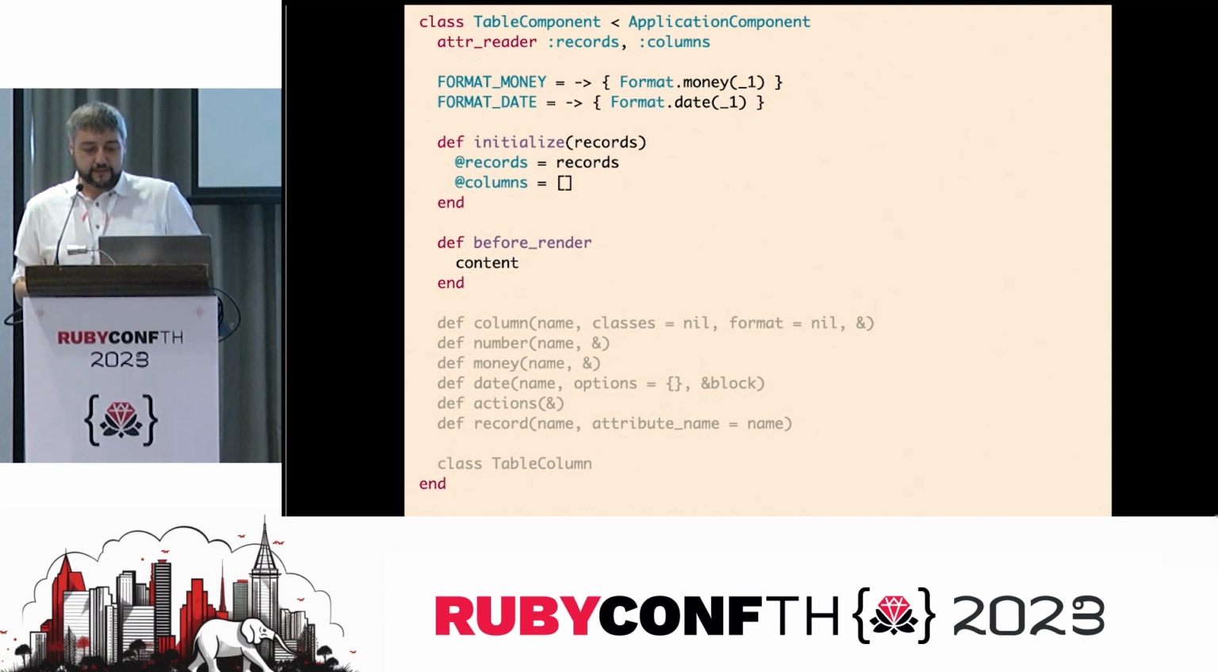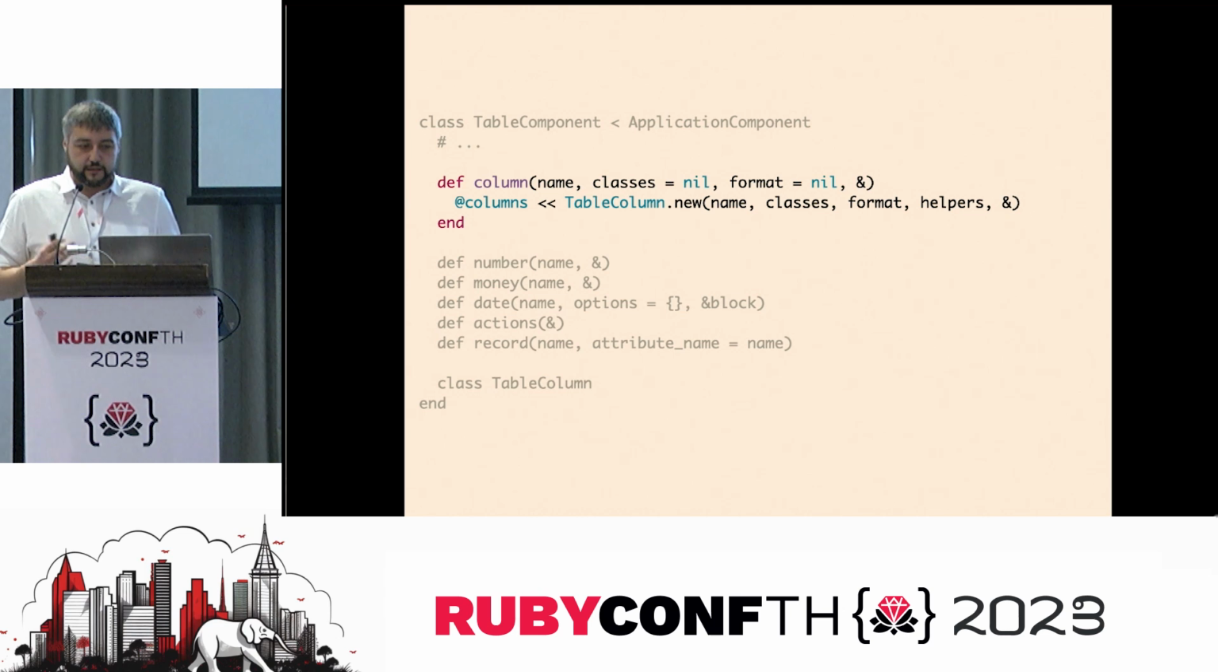I have my before render hack. And the whole thing here just uses a column array, and it uses this class, which is called the table column. It can have a name. It can have classes, if I need to configure each cell. It has some formatter because a lot of the cells I want to format. And I pass to it the helpers, which is basically the Rails view context helpers. So I can generate HTML from it, and I just pass through the block.